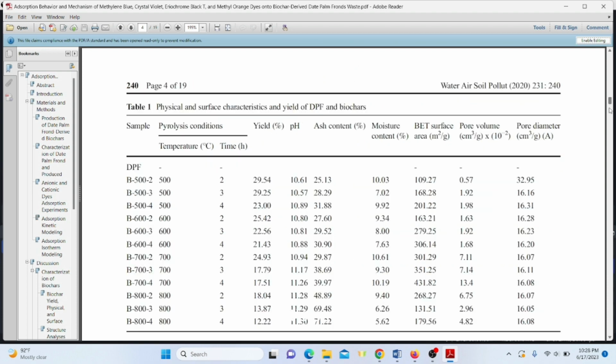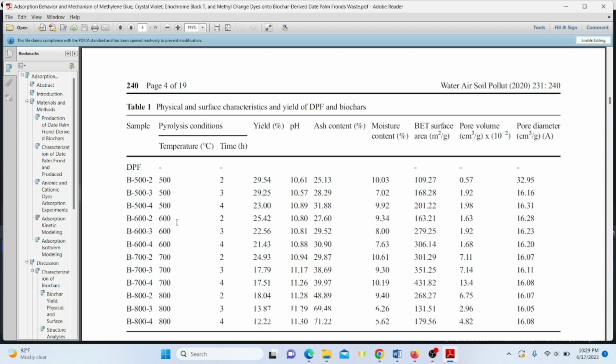If you see, there are different biochars prepared at different conditions. The first three sets are for 2 hours at temperature 500, then 3 hours and then 4 hours. You can see the yield, for the first two, was around 29.25, that is how much amount we took and how much amount we got at the end, the final product. And let's suppose 4 hours is 23%.